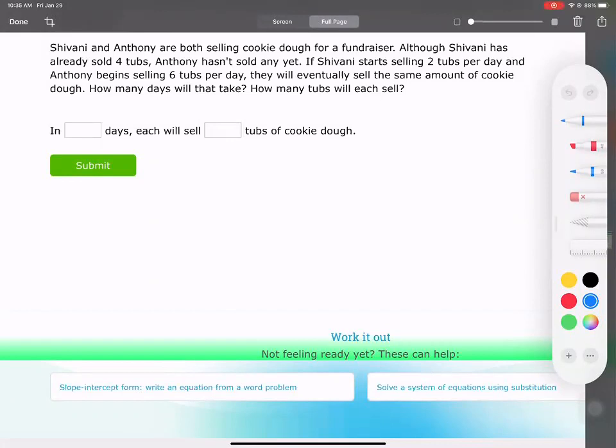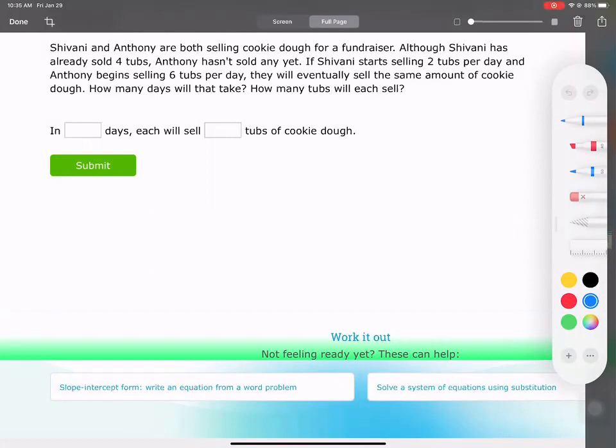Shivana and Anthony are both selling cookie dough for a fundraiser. Although Shivana has already sold 4 tubs, Anthony hasn't sold any yet. If Shivana starts selling 2 tubs per day and Anthony begins selling 6 tubs per day, they will eventually sell the same amount of cookie dough. How many days will that take?